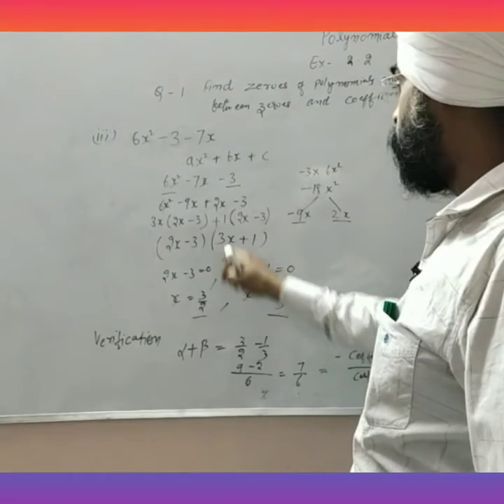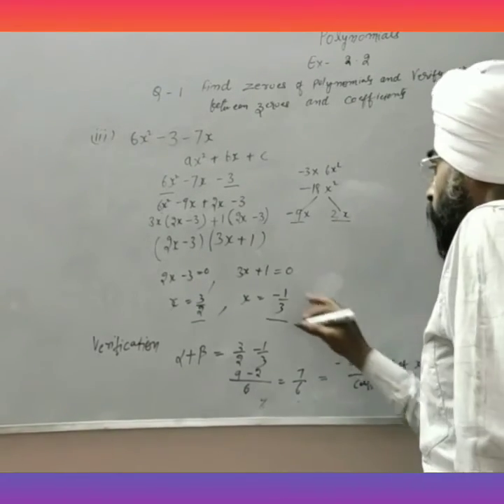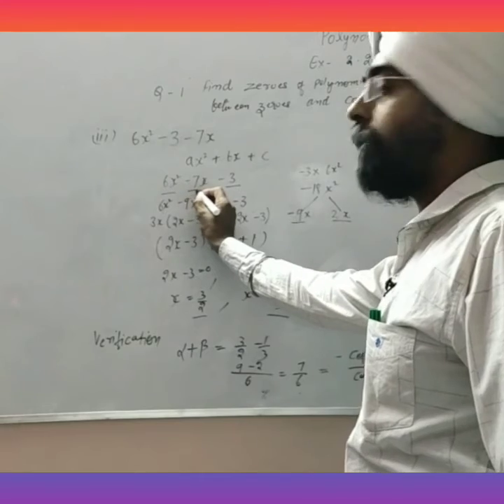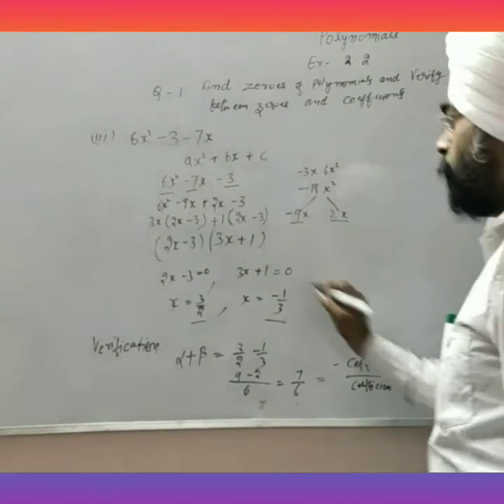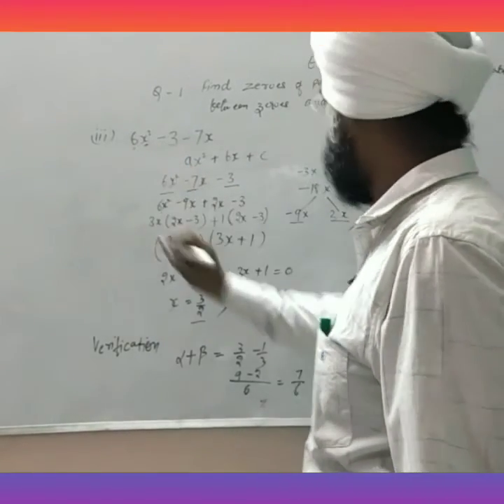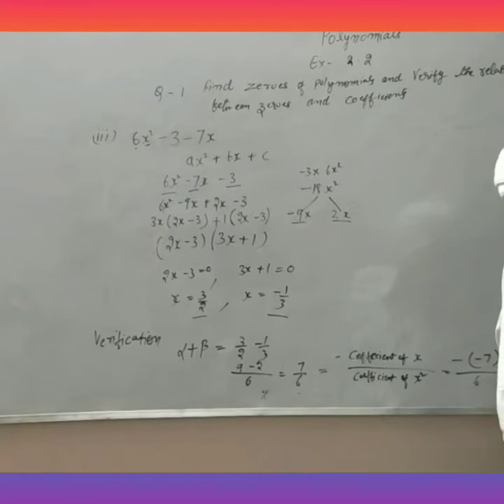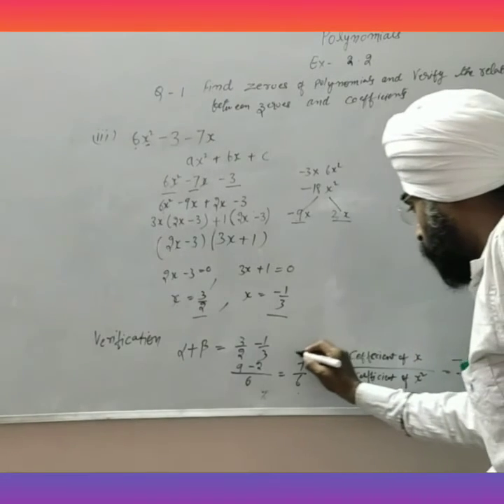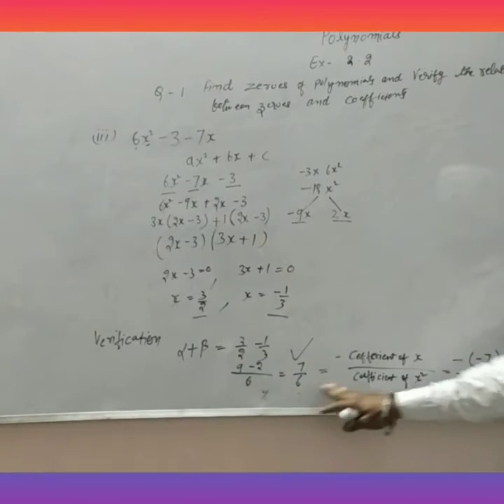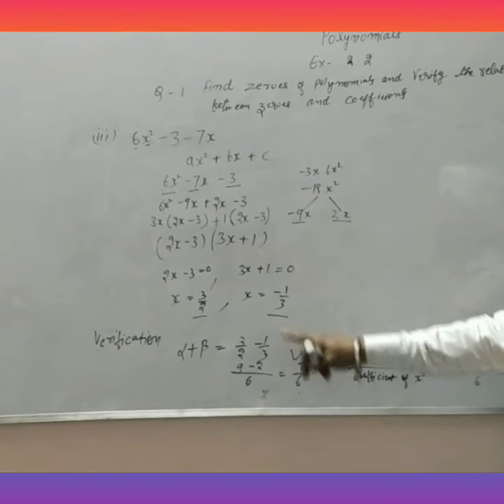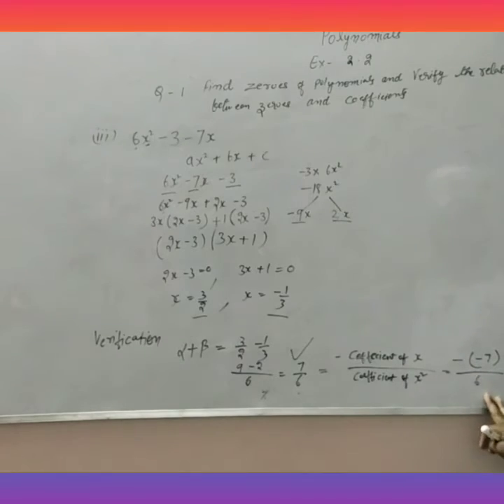What is minus coefficient of x? Coefficient of x is minus 7, so minus 7 is to be written here. Coefficient of x square is 6, then I will write 6 here. It is again 7 by 6 and 7 by 6. The relation is verified. I hope you have understood this concept. This is the verification method of zeros, between the zeros and coefficients.